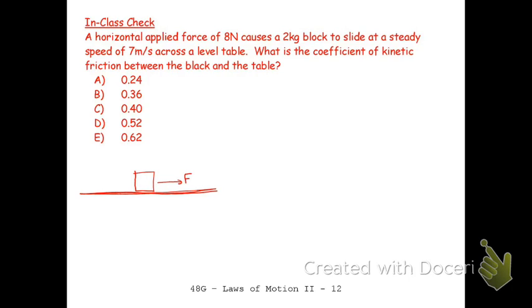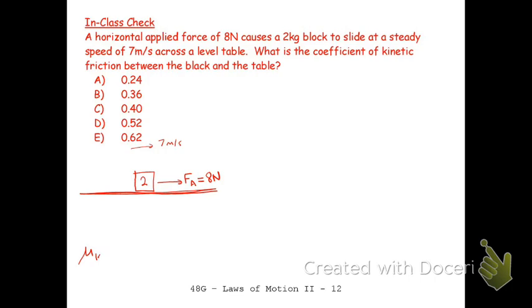Let's do F applied equals 8 newtons. 2 kilogram block. I always put my masses inside the block. I always put my forces at the end of arrows, kind of in line with the block. I put my velocities as arrows parallel to the block. So, slides at a steady speed of 7 meters per second. Level table. What's the coefficient of friction? Whoa. Is that it? Let's put down mu.